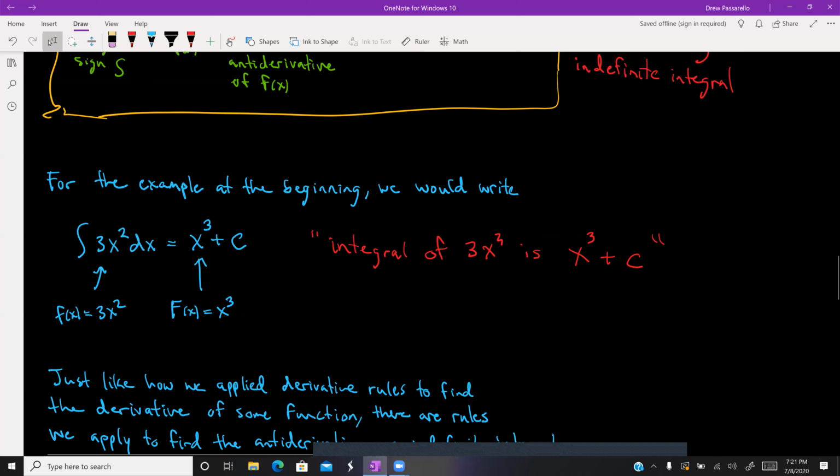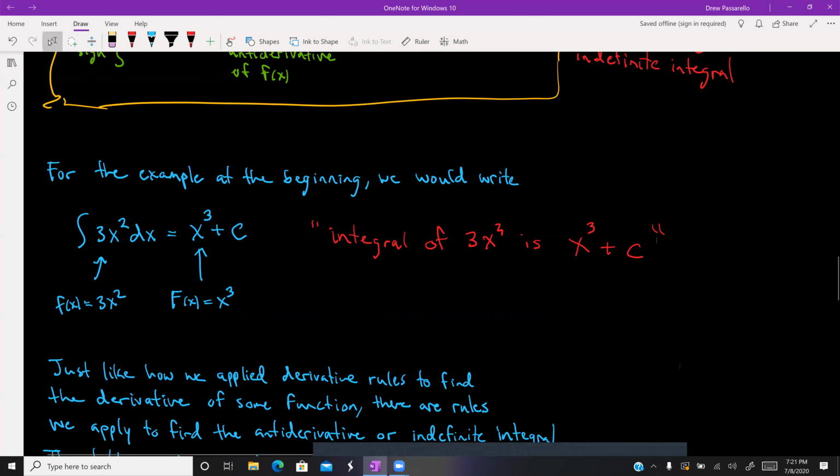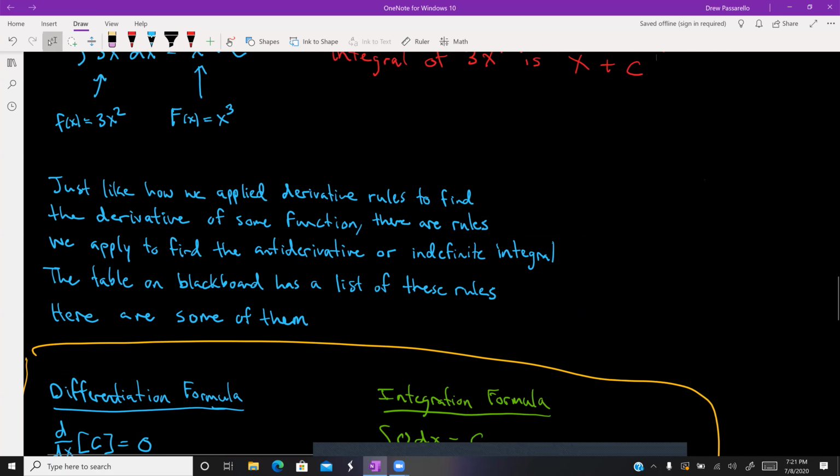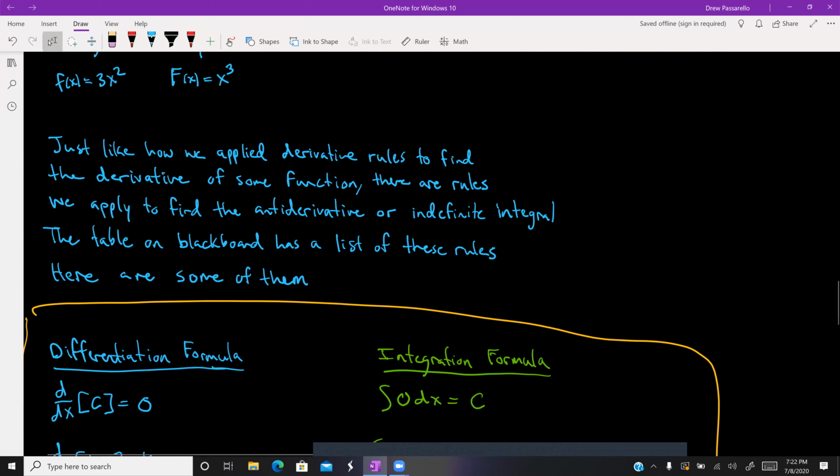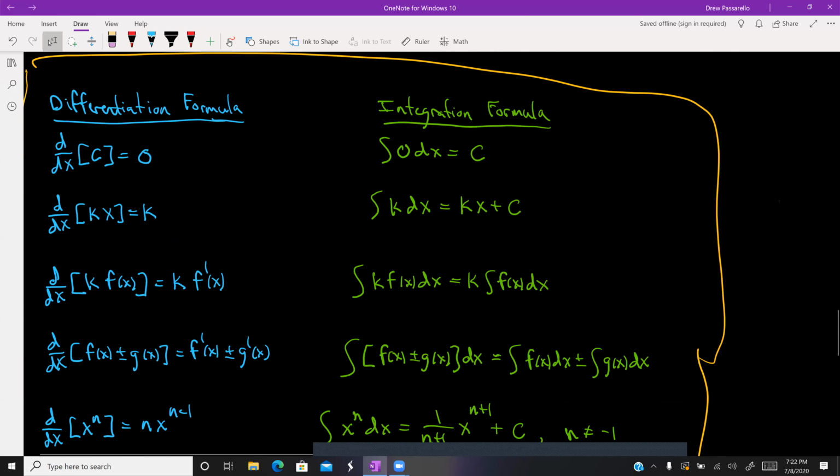All right, so that's basically the main points. And now, just like how we applied derivative rules to find a derivative, there are rules that we apply to find the antiderivative or the indefinite integral. So the table on Blackboard has a list of these rules, and here are some of them. I put the derivative formula on the left and the integration formula on the right. Everything on the left we already know.